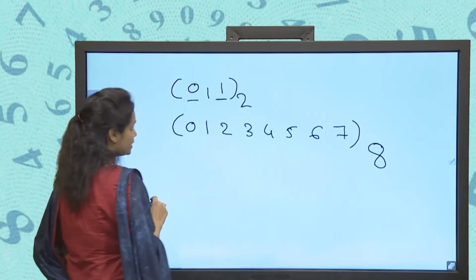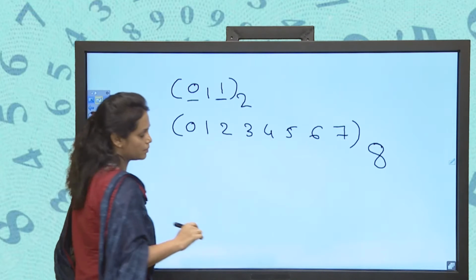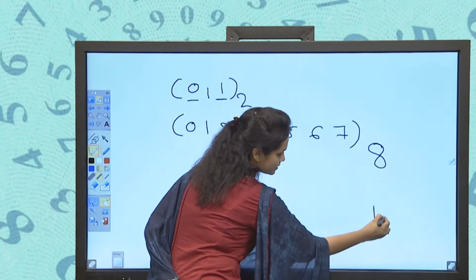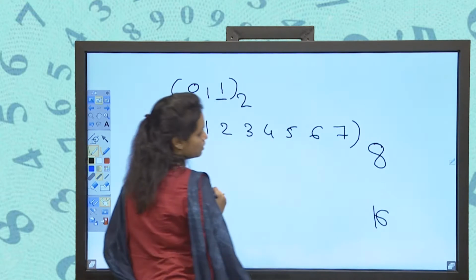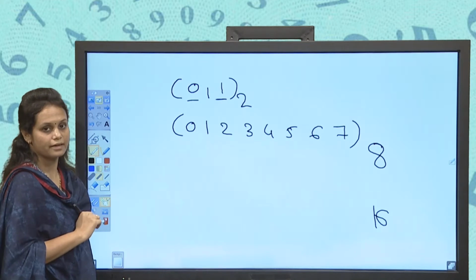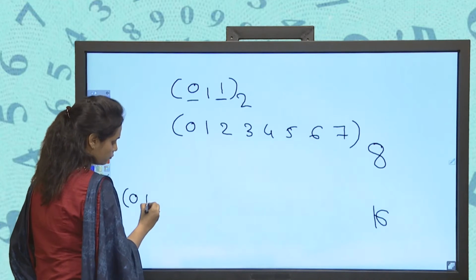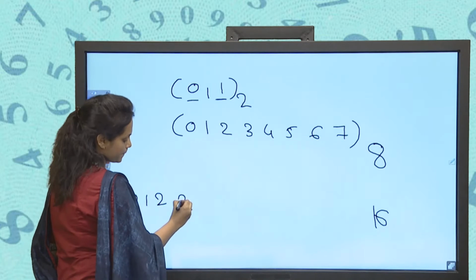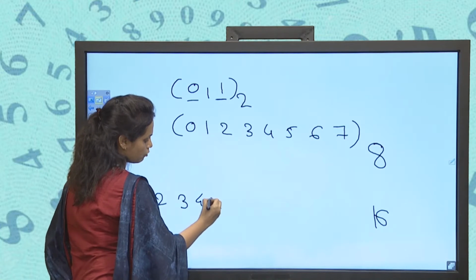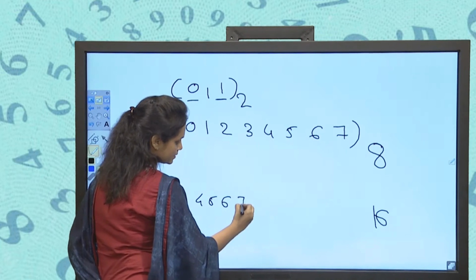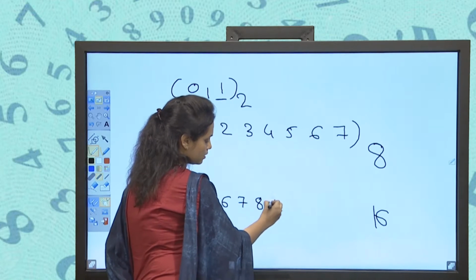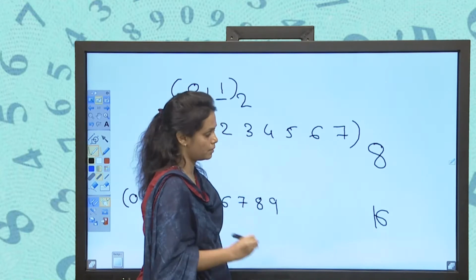Now see, what is in the hexadecimal number? What is the base for the hexadecimal number? It is 16. Now how will we generate the hexadecimal number? We can generate it like 0, 1, 2, 3, 4, 5, 6, 7, 8, 9. Okay. Now what?